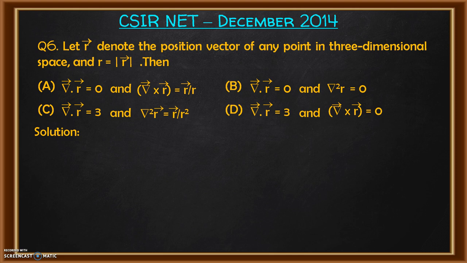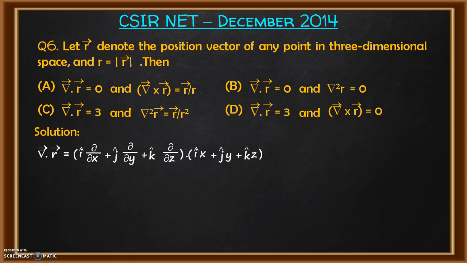Now let's come to the question. Here let's calculate first del dot r, the divergence of r. As per the definition, vector del is i cap ∂/∂x plus j cap ∂/∂y plus k cap ∂/∂z, dotted with i cap x plus j cap y plus k cap z, which is equal to ∂x/∂x plus ∂y/∂y plus ∂z/∂z, which is equal to 1 plus 1 plus 1, which is equal to 3.